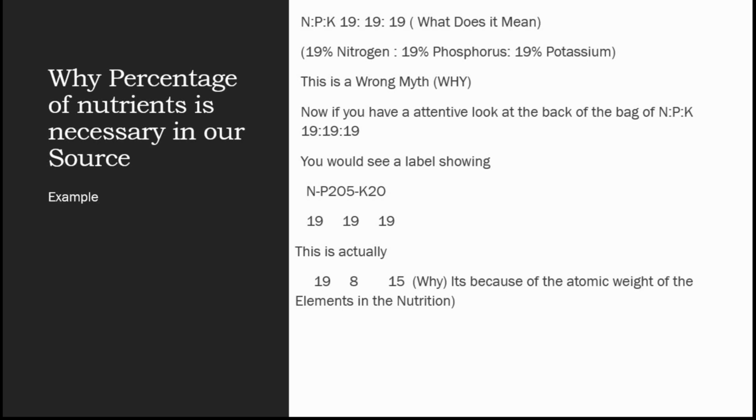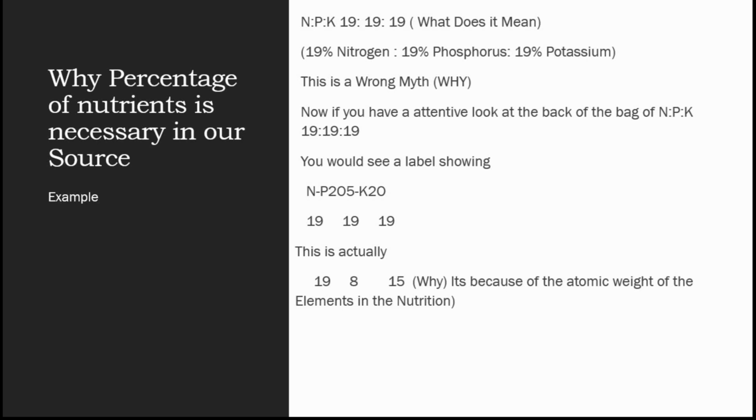NPK 19-19-19. What does it mean? In layman's terms, 19-19-19 means 19% nitrogen, 19% phosphorus, and 19% potassium. And this is actually a wrong myth, which farmers think: that NPK 19-19-19 has 19% nitrogen, 19% phosphorus, and 19% potassium. Not only farmers, everybody has this information. This is actually a wrong myth.